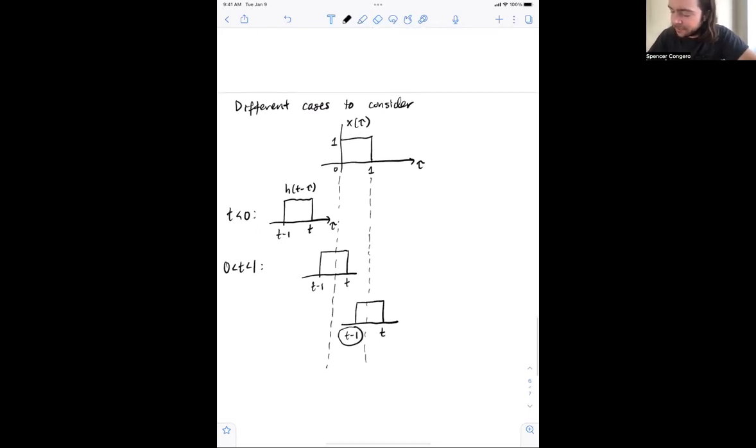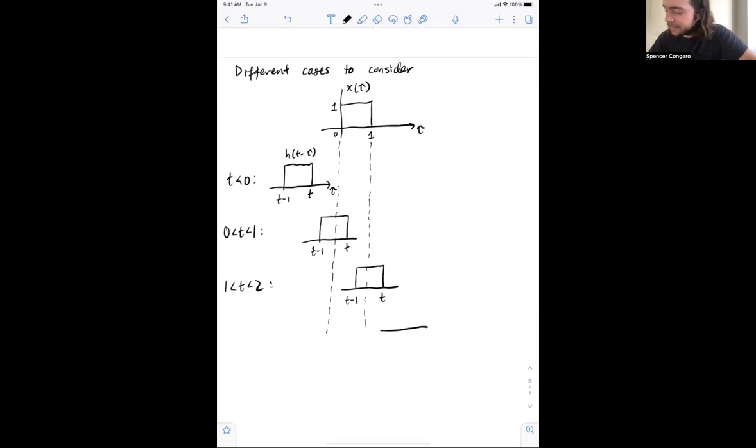And this case is true whenever t minus 1 is between 0 and 1. So if t minus 1 is between 0 and 1, you just add 1 everywhere, and you get that t is between 1 and 2. That's that case. And then finally, we have the final case when the square is completely shifted onto the other side.